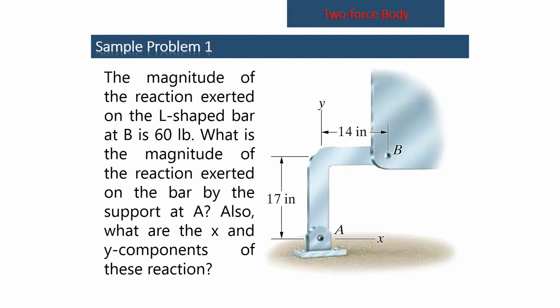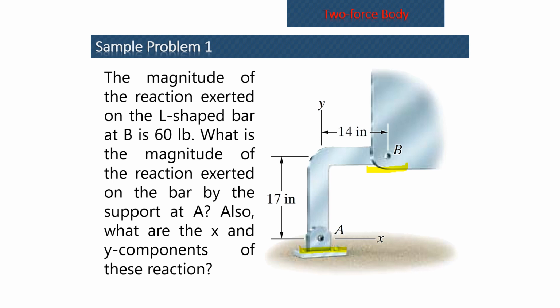So, if you can see, at point A, this is a pin support here. And at point B, you also have a pin connecting the bar to a plate. So we're just concerned with the bar. If you examine the bar, it is connected at 2 points, point A and point B.